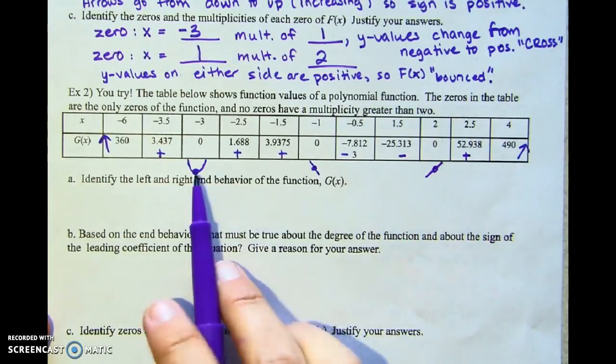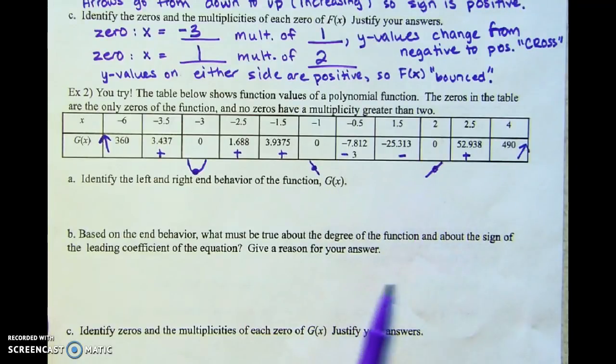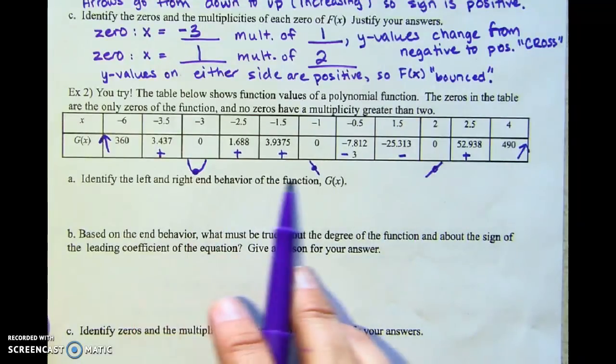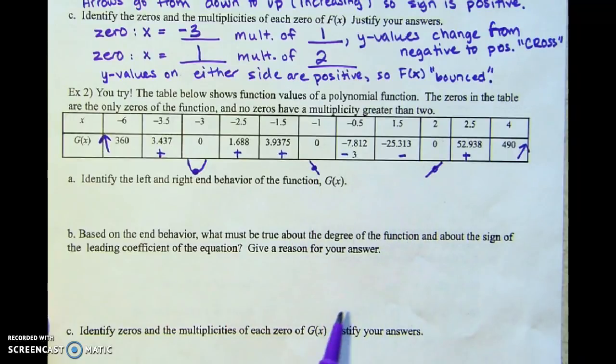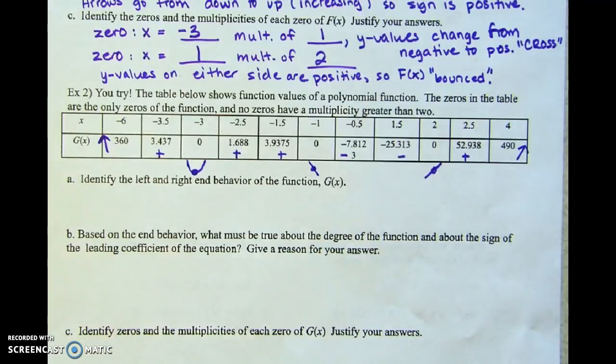So multiplicity of 2 plus 1 plus 1 means the degree is, what's 2 plus 1 plus 1? That's the degree of 4. And that matches our end behavior here. Okay, so you're going to answer these. I want you to try it on your own and we'll check them in class.